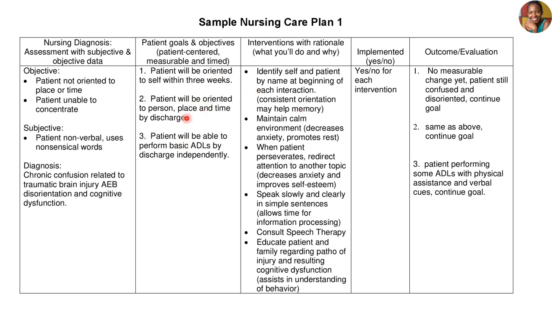Patient will be oriented to person, place and time by discharge. At the end of the day, any changes, the nurse says same as above, continue the goal. Goal number 3 was patient will be able to perform basic ADLs by discharge independently. So the outcome is the patient performing same ADLs with physical assistance and verbal cues. What do we do? Continue with the goal.